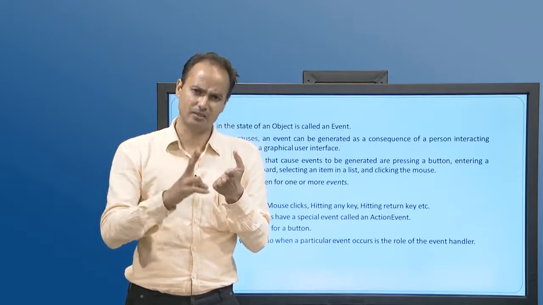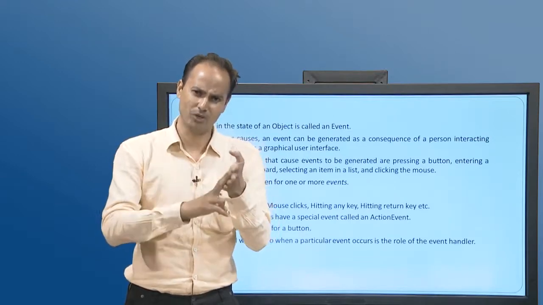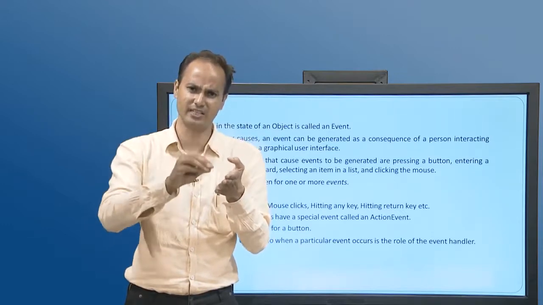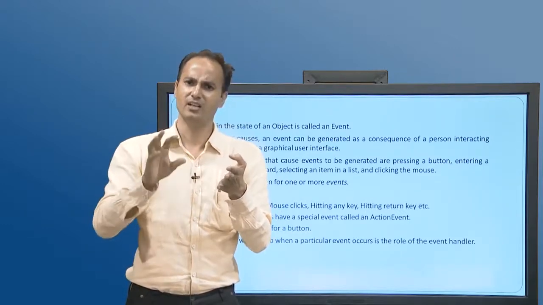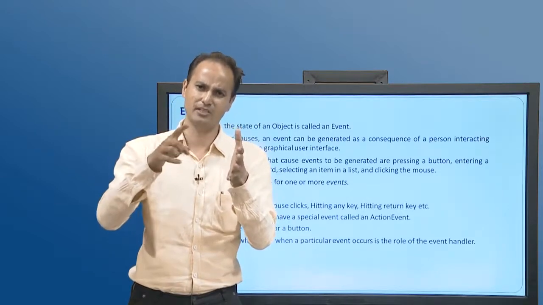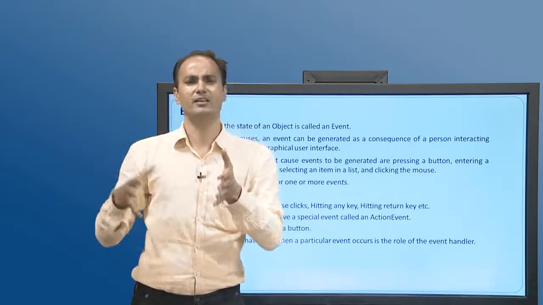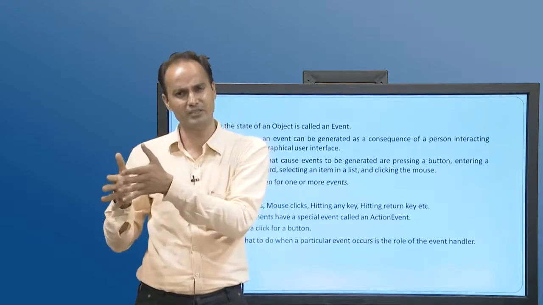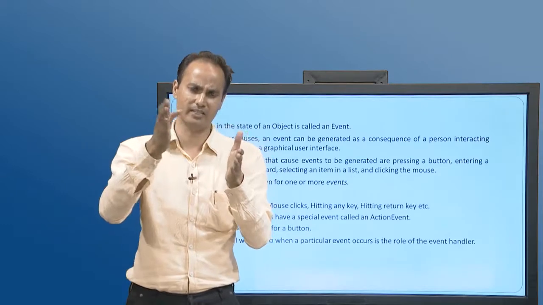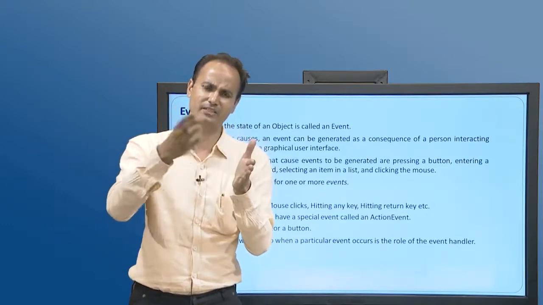An item event is fired when a checkbox or radio button is clicked, checked or unchecked, or for a list. For such things, checkbox and radio button, the item event is fired, and for the item event there is an item listener. In the same way, if there is a scroll bar, then an adjustment event is fired and there is an adjustment listener.